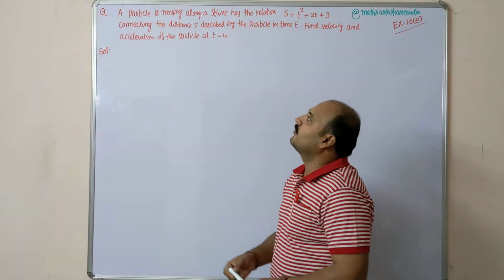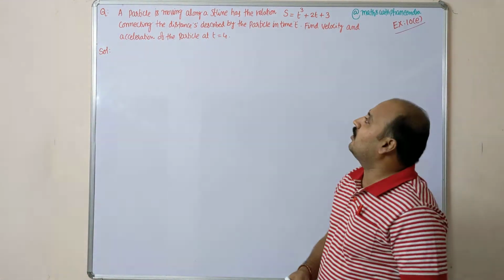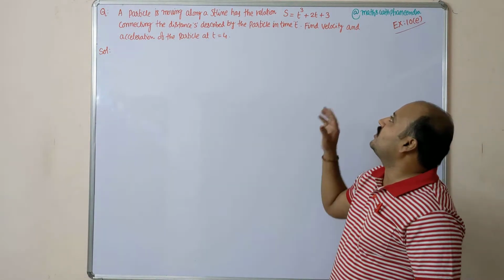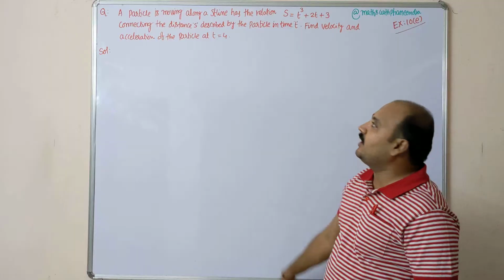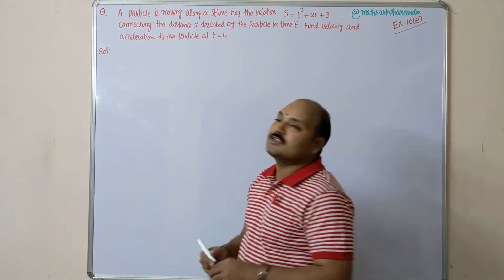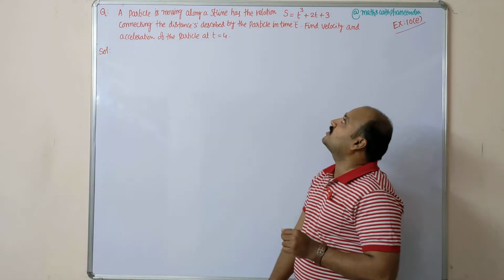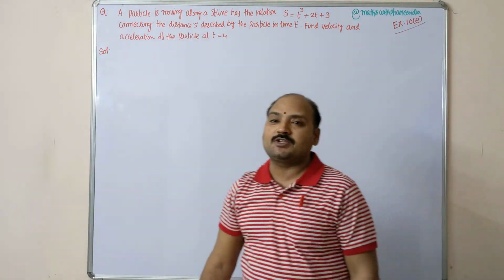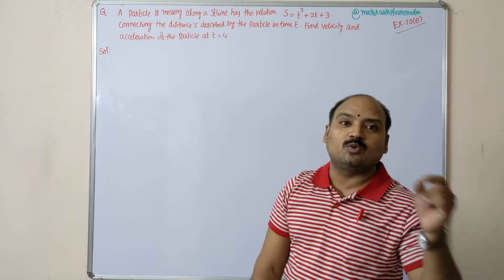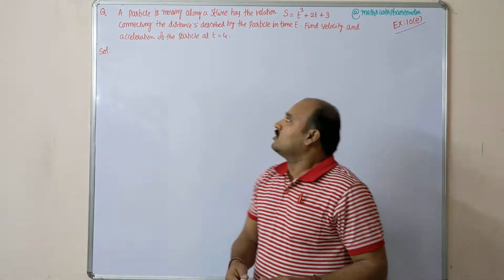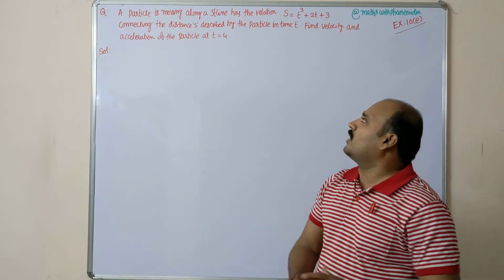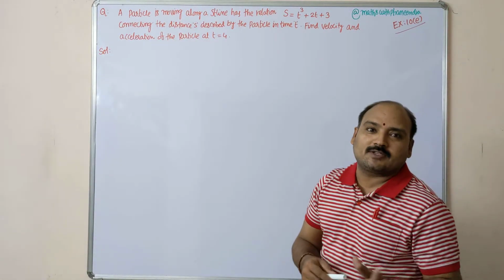Third question. A particle moving along a straight line has the relation s equal to t cube plus 2t plus 3 connecting the distance s described by the particle in time t. Find the velocity and acceleration of the particle at t equal to 4. So here two important things. For finding velocity 2 marks, for finding acceleration 2 marks.